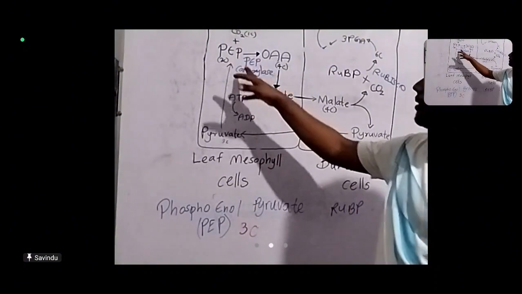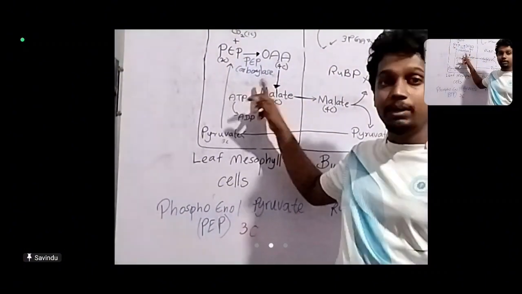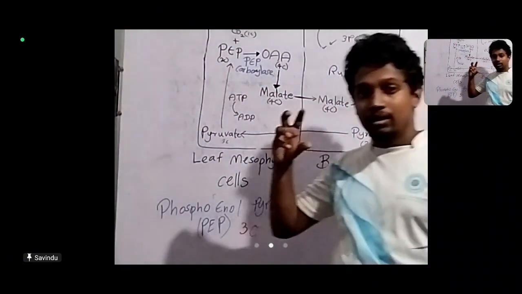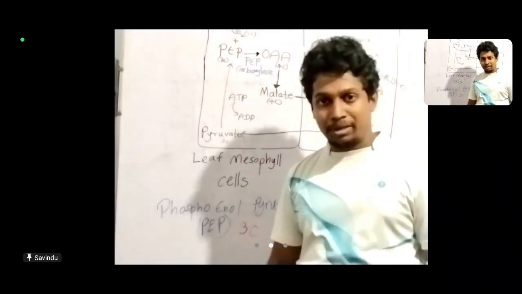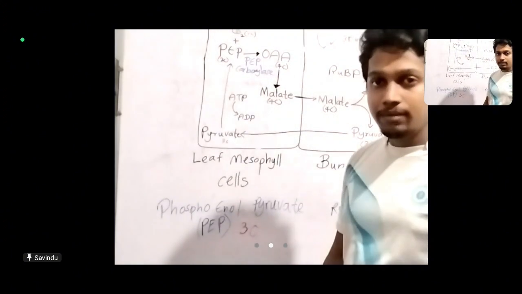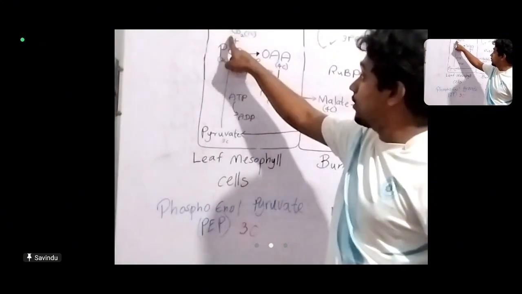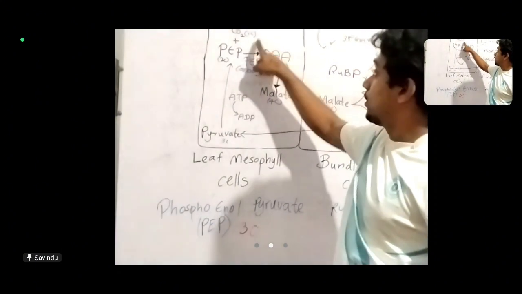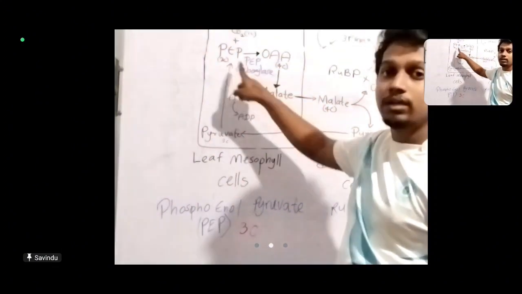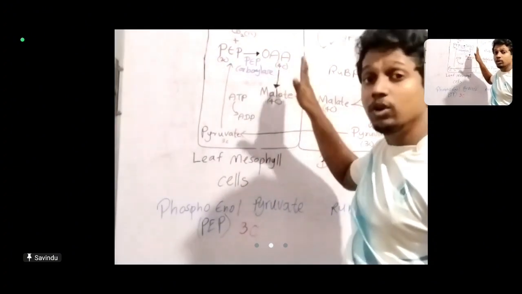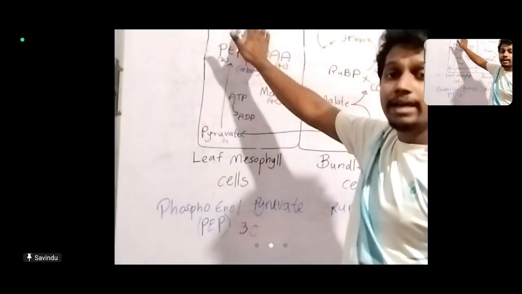Here what happens? This PEP carboxylase does not have a dual action. So what happens? It is straightforwardly converted to intermediate molecules. Was carbon dioxide wasted?